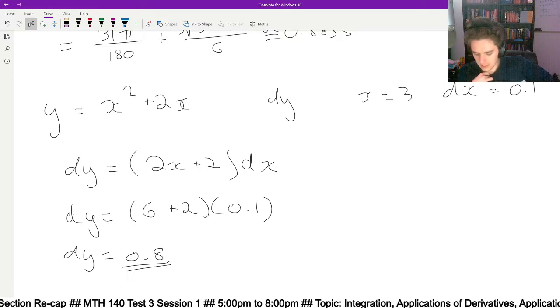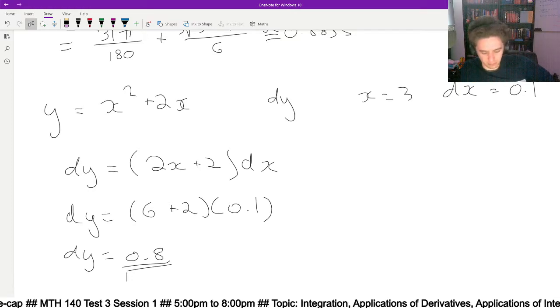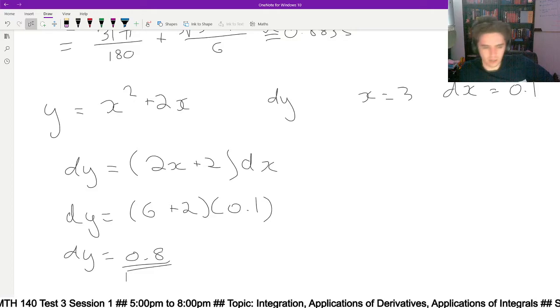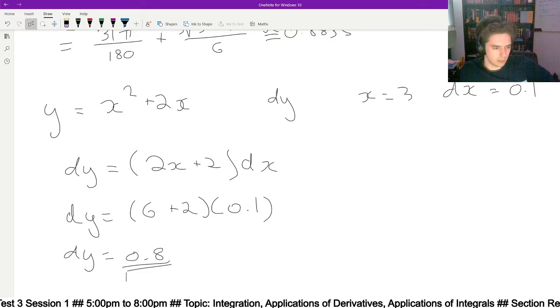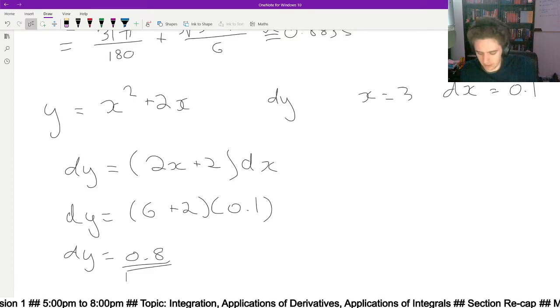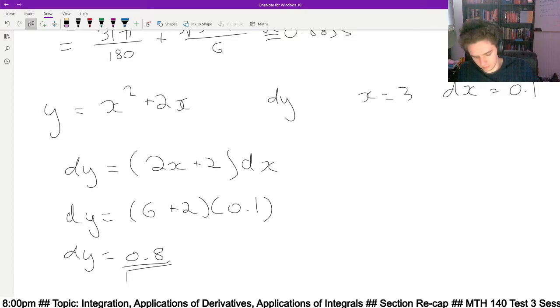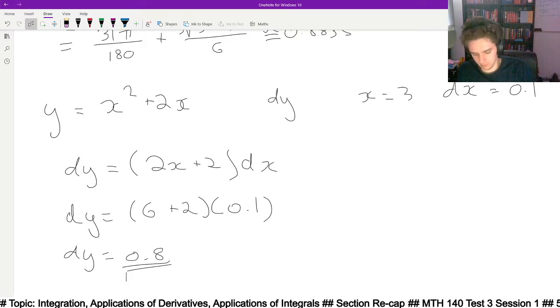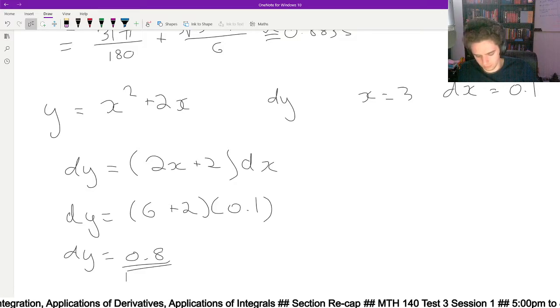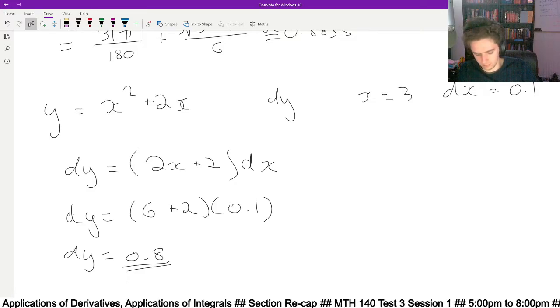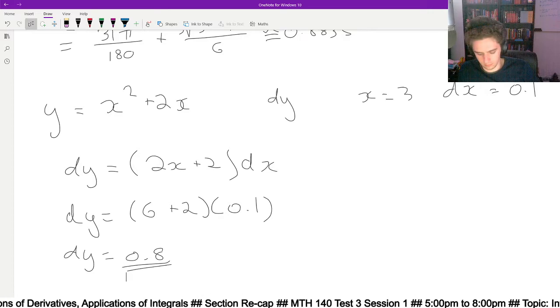So maybe how about this? I'll try to figure it out before next session, and maybe we'll talk about it then, because I really don't know anything about the error approximation. Oh yeah, if you have a function like area in terms of radius, for example, dA will be the error in that area. That's all it is.